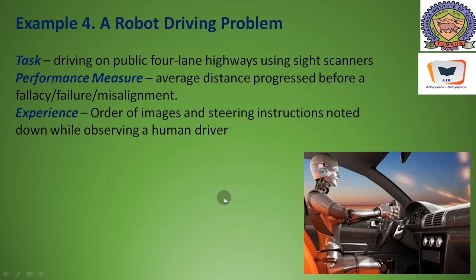Performance measure could be the average distance progressed before a failure, before a misalignment, before a possible accident happens. Experience is a sequence of images and steering instructions noted down while observing a human driver.